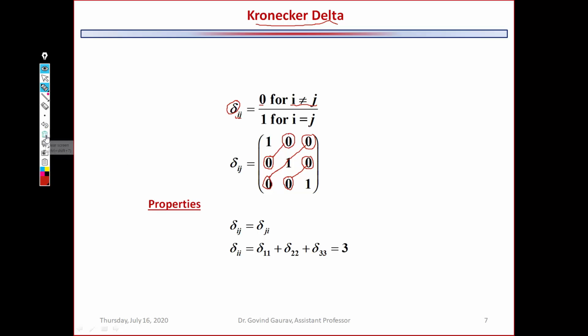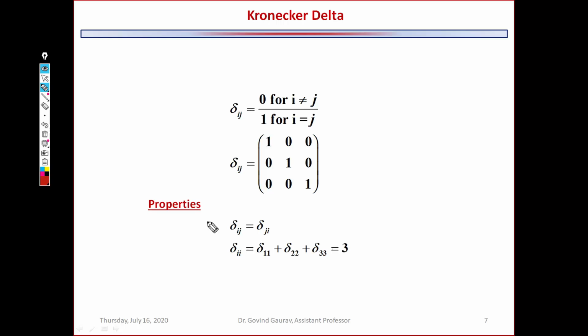The other value of the Kronecker delta is 1, when i is equal to j. This means that we are talking about all the diagonal elements, or the trace of any matrix. So what is the trace of this matrix? All the diagonal elements are the trace of the matrix. At these locations the rows and the columns are the same, so this value would be 1, this value would be 1, and this value would be 1.